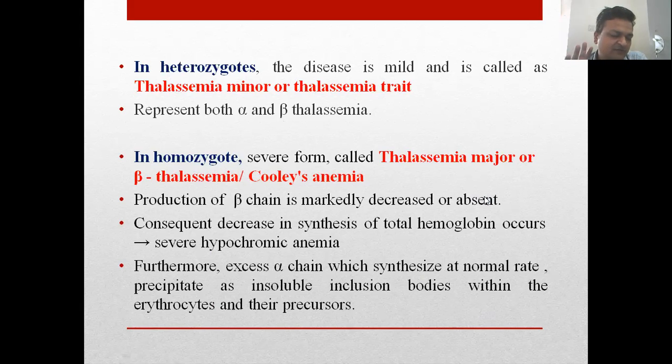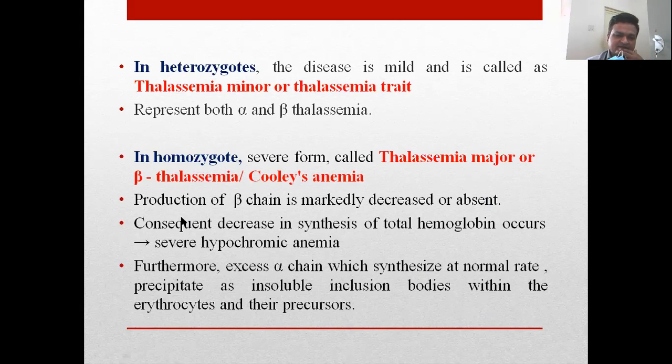In the formation of the alpha and beta chain, there is no production of the beta chain. Markedly decrease हो जाएगा, automatically decrease हो गया, so that causes what? Chronic or thalassemia major बोलते हैं. Consequent decrease in the synthesis of total hemoglobin occurs, severe hypochromic anemia.